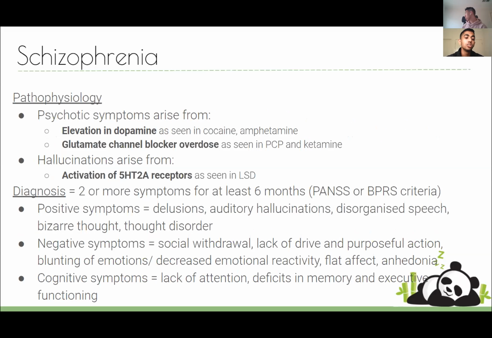So the main ones to know about: delusions, auditory hallucinations, disorganized speech, or bizarre thought disorders. Negative symptoms, so social withdrawal, lack of drive, blunting of emotions, and anhedonia. And then cognitive symptoms, lack of attention, memory, and executive function.